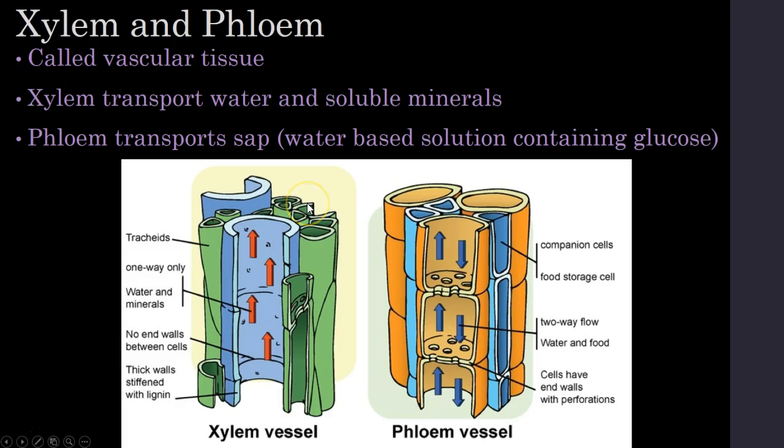So if we have a look at the movement of material in the xylem and the phloem, the xylem is only one way and it transports water and any other minerals taken up from the soil solution. Whereas the phloem is a multi-directional transport system and it has water and glucose, which we know is used either for photosynthesis or to then transport that food around the plant after it's been converted through photosynthesis.